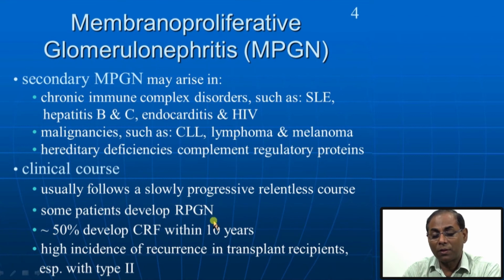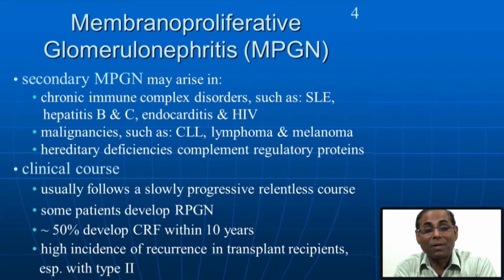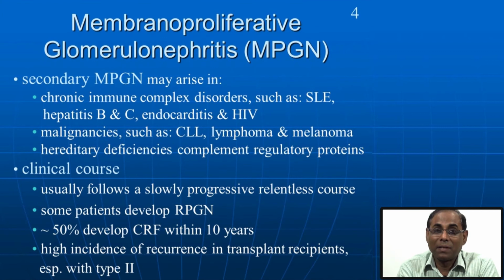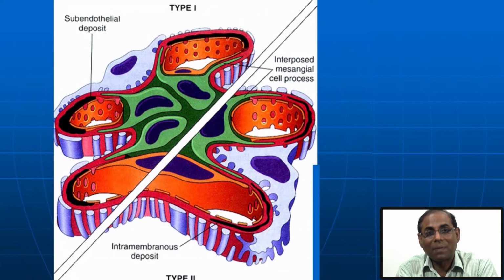Clinical course usually follows a slowly progressive renal illness. Some patients develop rapidly progressive glomerulonephritis, and I think around 50% develop chronic renal failure within 10 years, with a high incidence of recurrence in transplant recipients, particularly with dense deposit disease. So, what is the importance of diagnosing accurately these types of glomerulonephritis? This is very important for long term prognosis determination as well as for transplantation suitability. Many of these glomerulonephritides, like dense deposit disease, the transplantations are not successful, they recur very quickly. Similarly, in focal segmental glomerulosclerosis, the chance of recurrence after transplantation is also high.